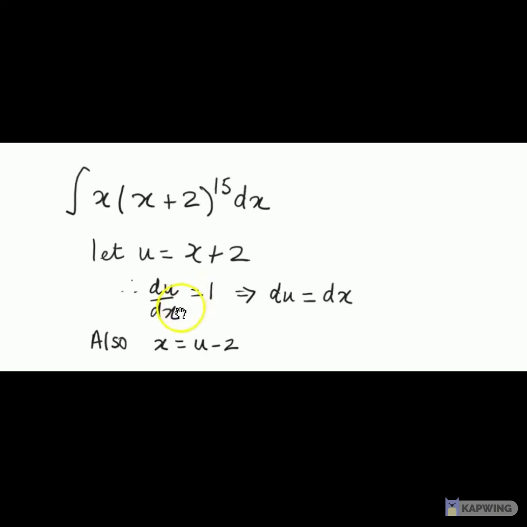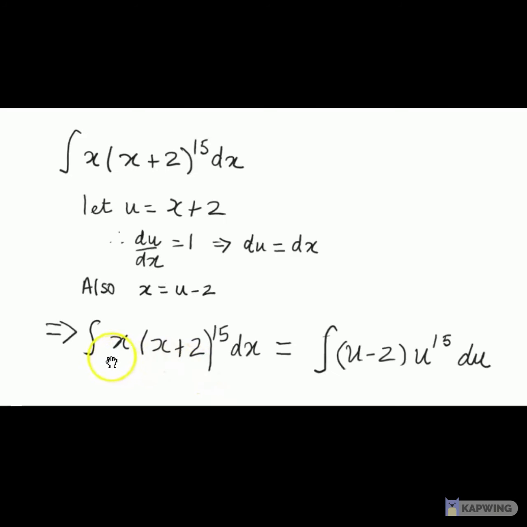So if du/dx is equal to 1, guess what? If we transpose this, we get du is equal to dx. Further, u is equal to x plus 2. If you make x the subject of the formula, you get u minus 2, which is what I have done here. x is equal to u minus 2. So let's substitute and see what happens.